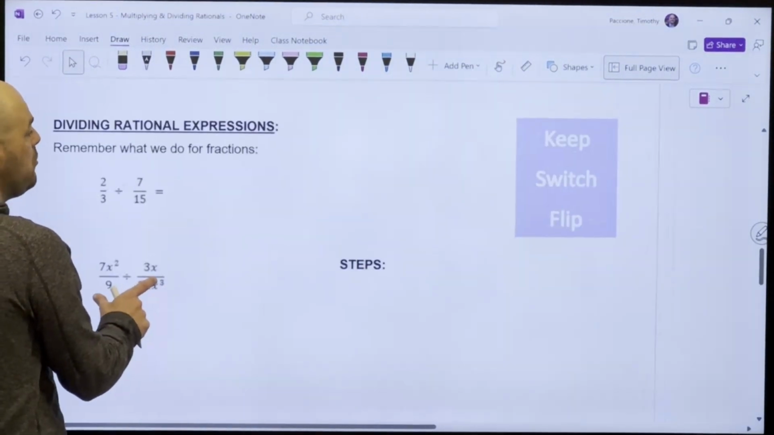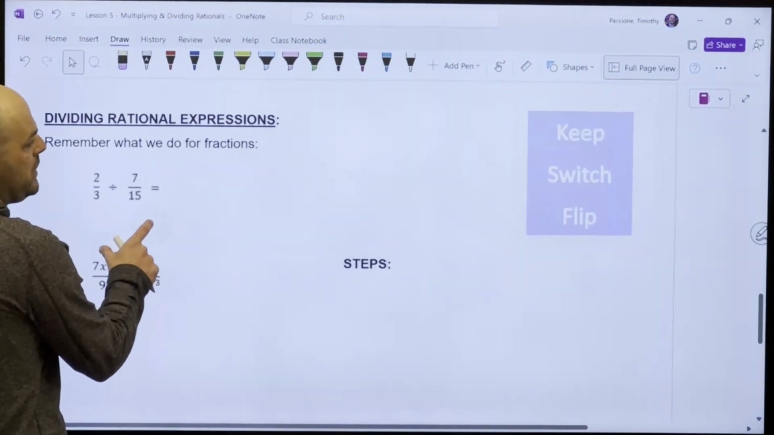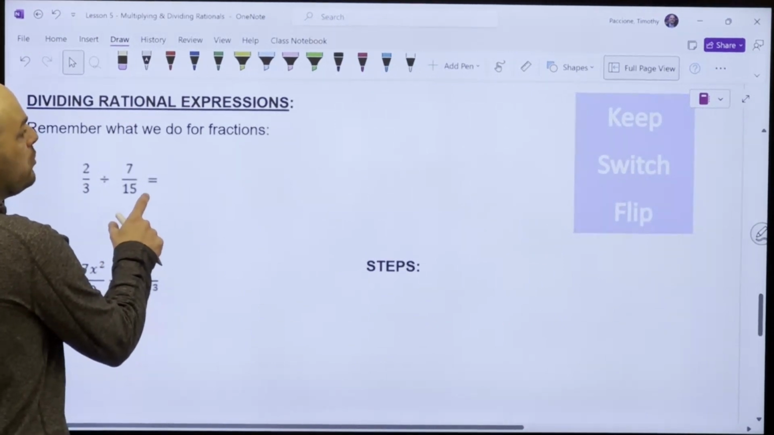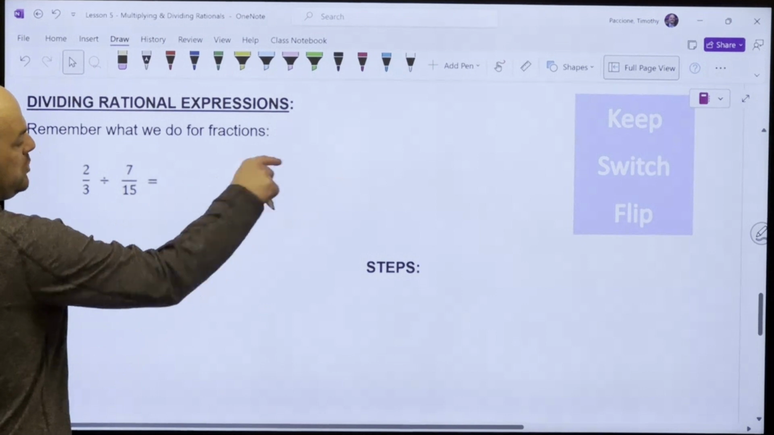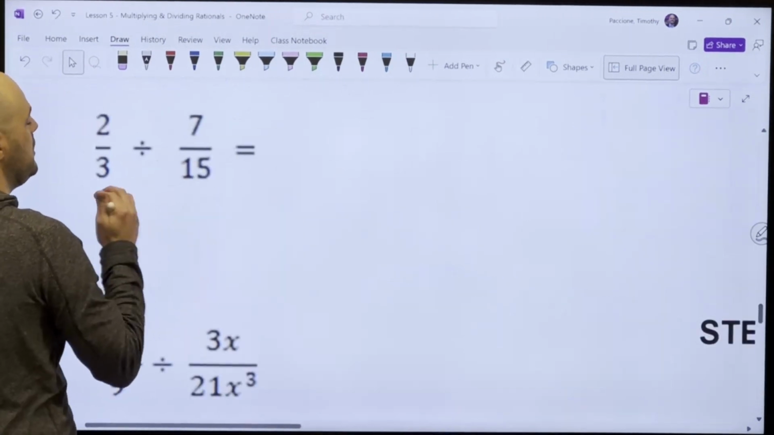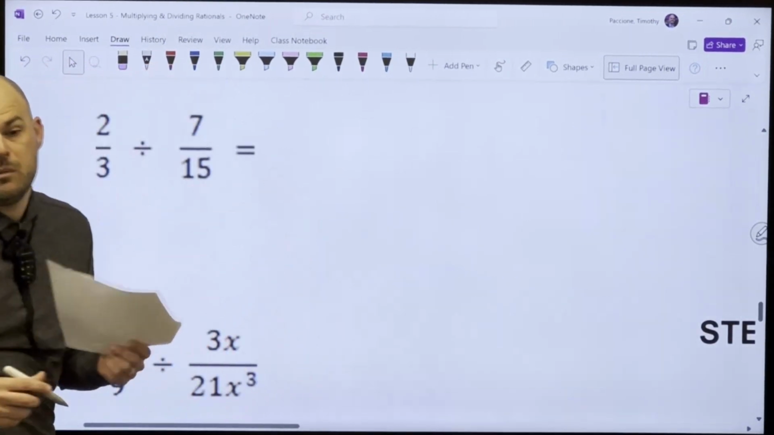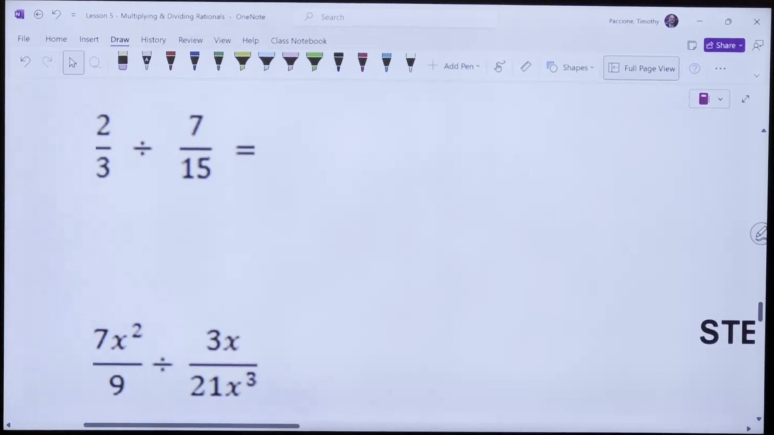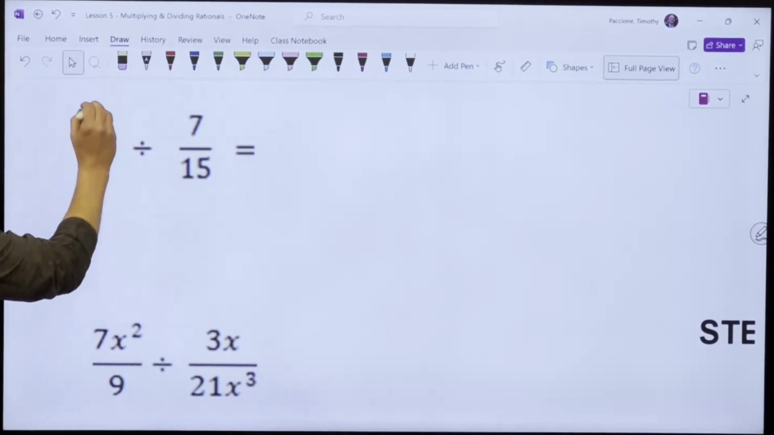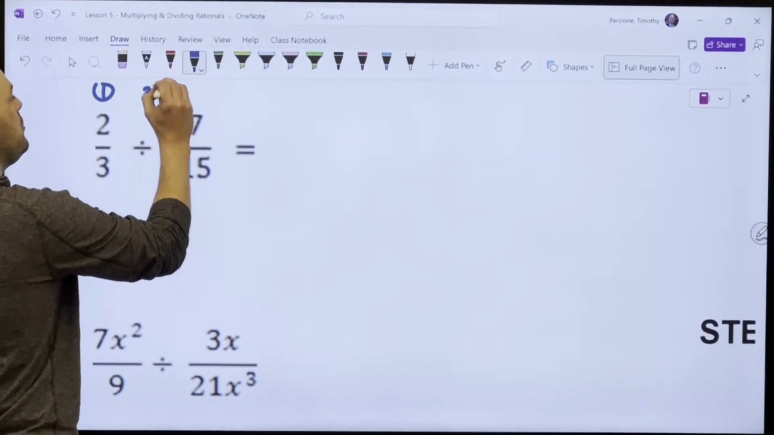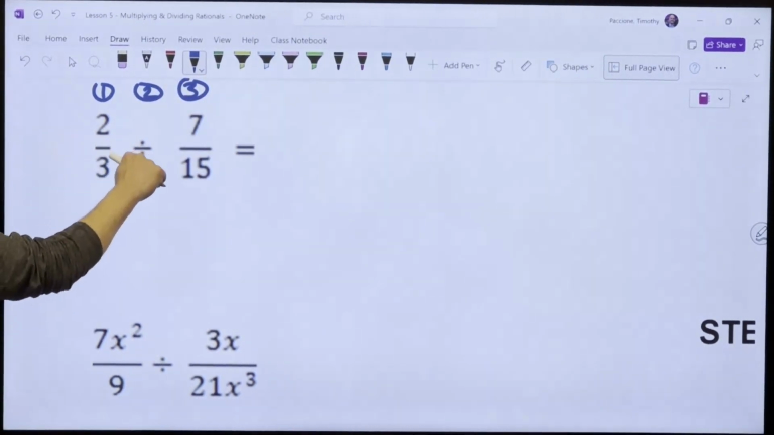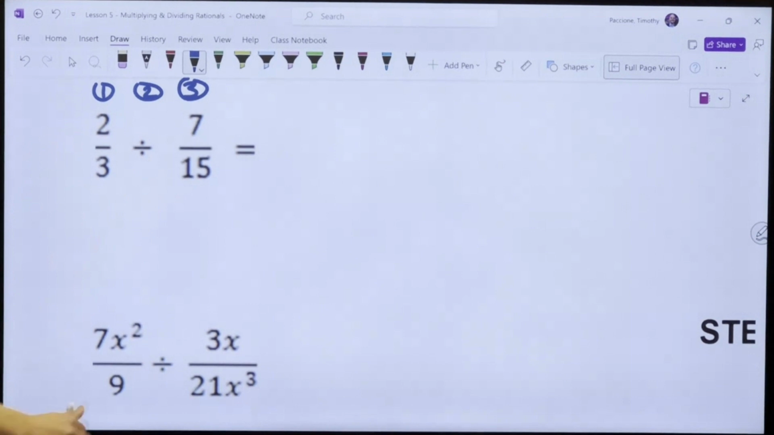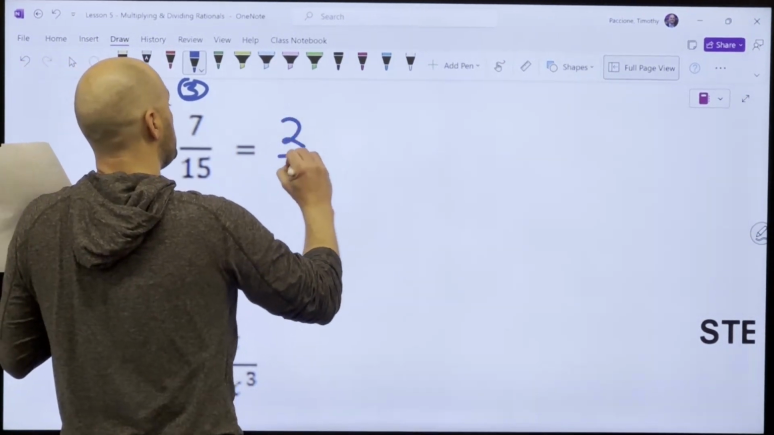Now, you will need to remember something for this. Keep, switch, flip. Okay. To divide fractions, keep, switch, flip. Remember those words because I'm zooming in. What do I keep? Does anybody remember? The first thing, right? This is 1, 2, 3 in terms of keep, switch, flip. Okay, so I keep 2/3.